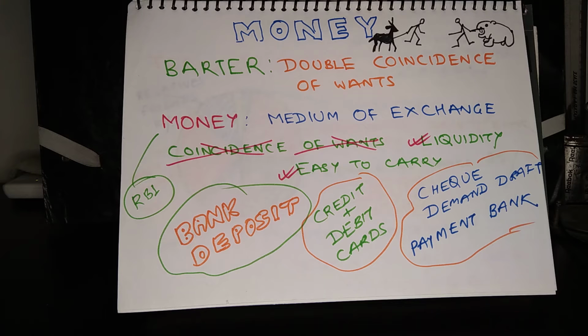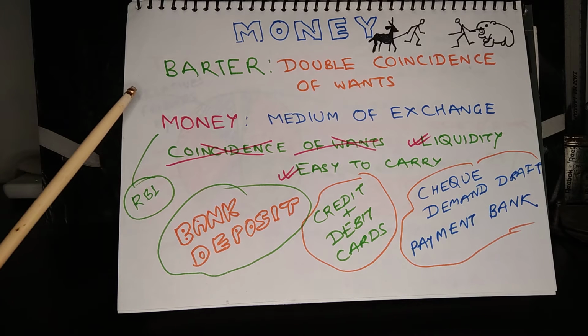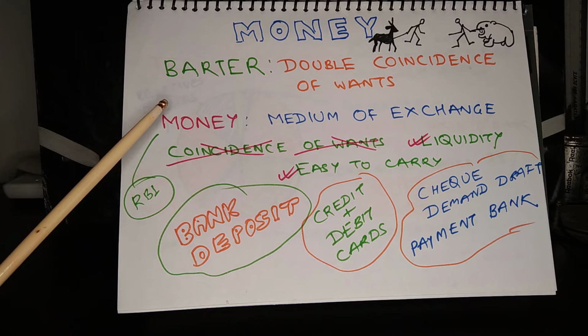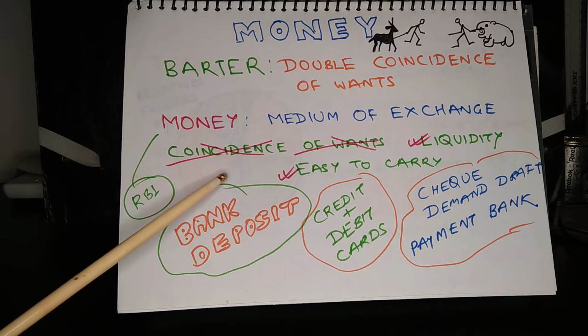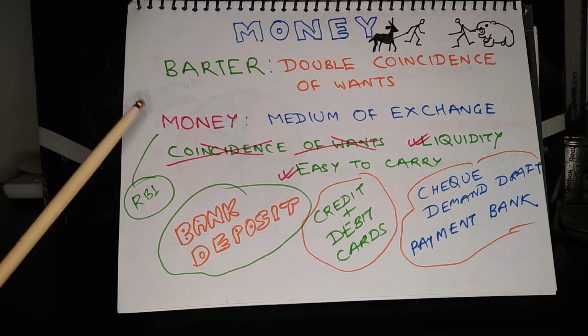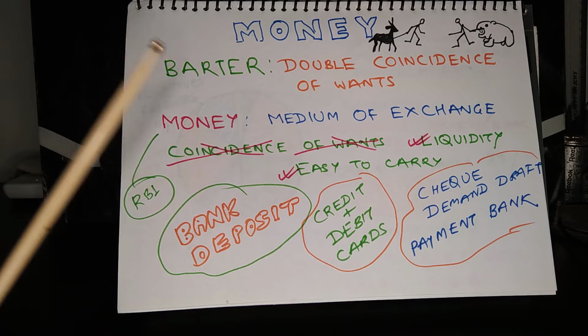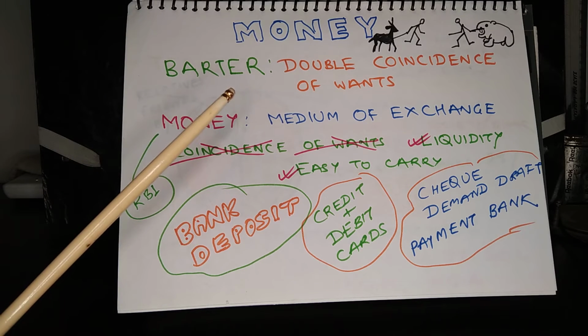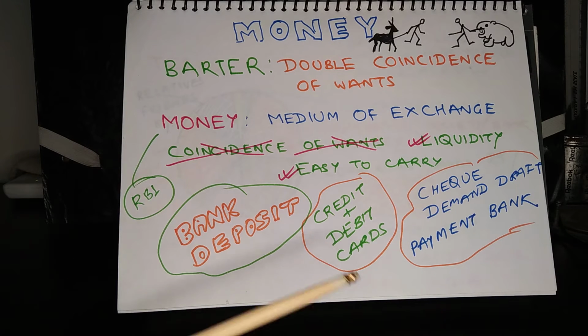Before the advent of money, people exchanged a particular item for another item, and this system was called the barter system. It was in vogue because there was no alternate arrangement. The biggest problem with the barter system was the double coincidence of wants.